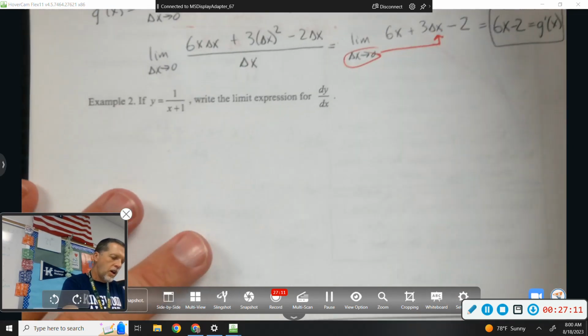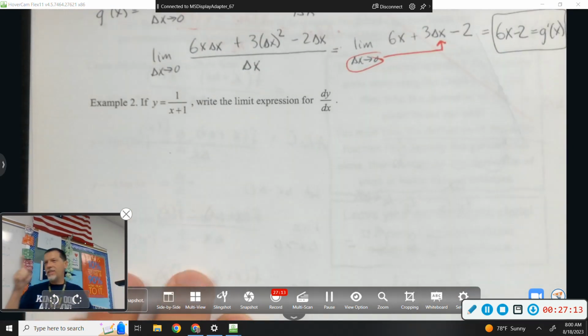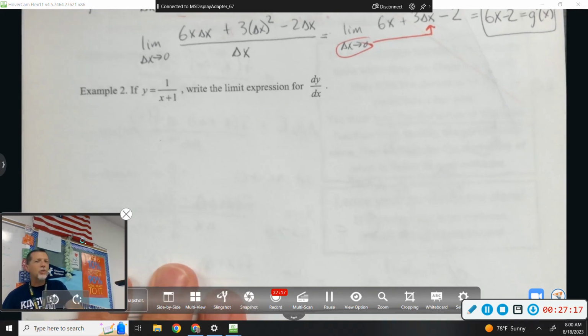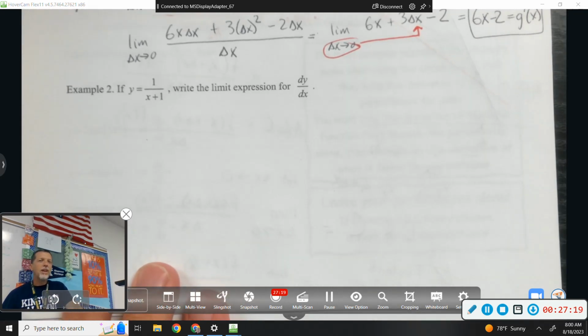All right, speaking of safe stops and does it take everything, look at the way the next question is worded. If y equals 1 over x plus 1, write the limit expression for dy dx. Like the limit expression, I feel like that suggests I don't actually have to find the limit. I can leave it as a limit. So that'll save me a little bit of work.